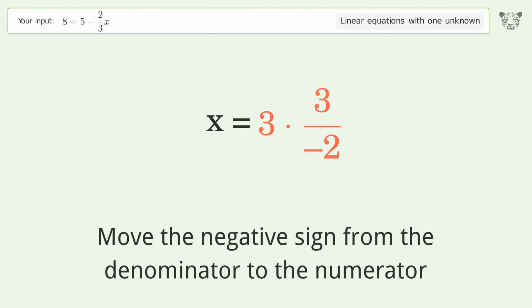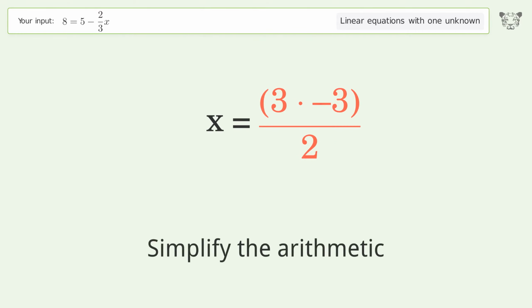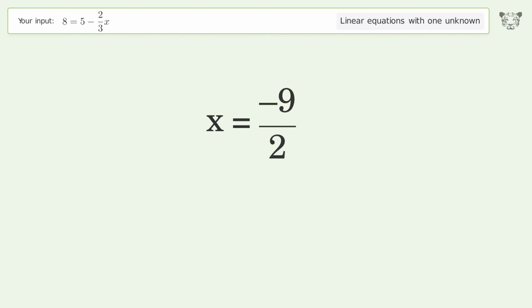Move the negative sign from the denominator to the numerator. Multiply the fractions. Simplify the arithmetic. And so the final result is x equals -9/2.